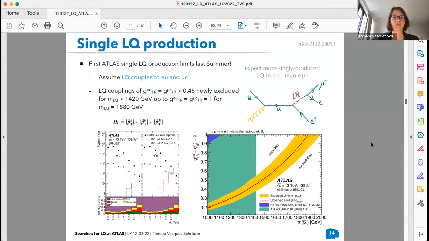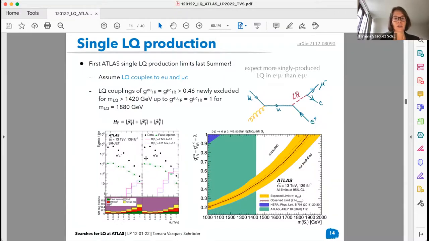Before concluding, I want to point out that aside from these pair production searches, we also released the first ATLAS single LeptonPhoton production limits last summer. This one assumes LeptonPhoton couplings to e up quark and mu c quark. And as you can see on the Feynman diagram here, because of the production mode and the PDF of the proton, we expect to have more e plus mu minus final state than e minus mu plus. And this fact is exploited in the event selection.